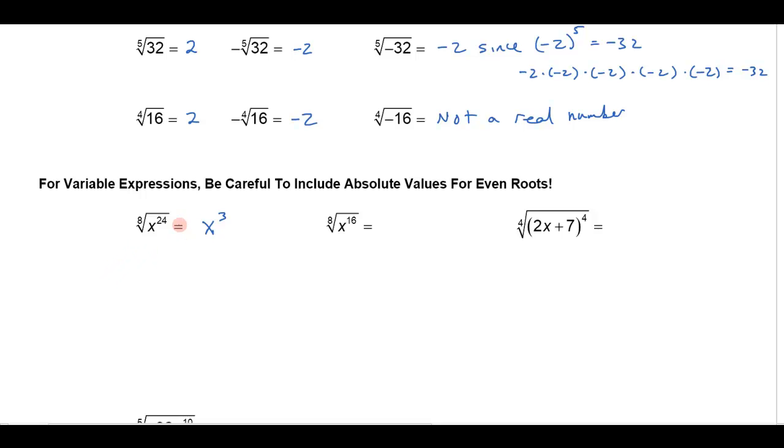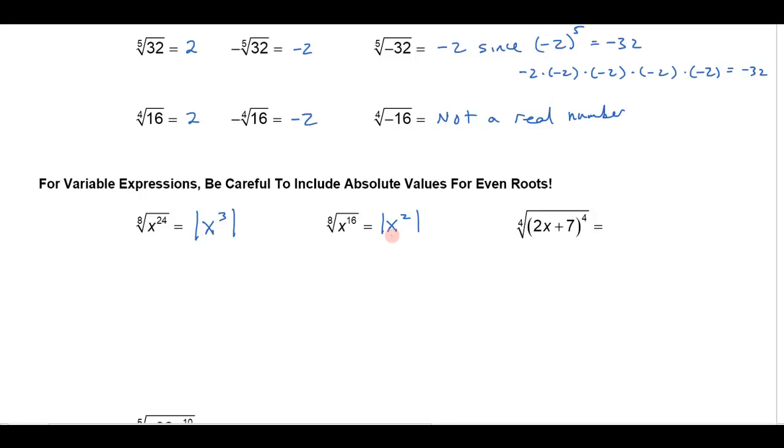But notice just a minute here, if I were to take a negative 1 to the 24th power, that would be a positive 1, wouldn't it? And then the 8th root of a positive 1 would be 1. But that's not going to be negative 1 cubed, right? Because negative 1 cubed would be a negative 1. So I have to be very careful if I take an even index, an even root, to put absolute values around that. Now this next example, the 8th root of x to the 16th would be x squared.